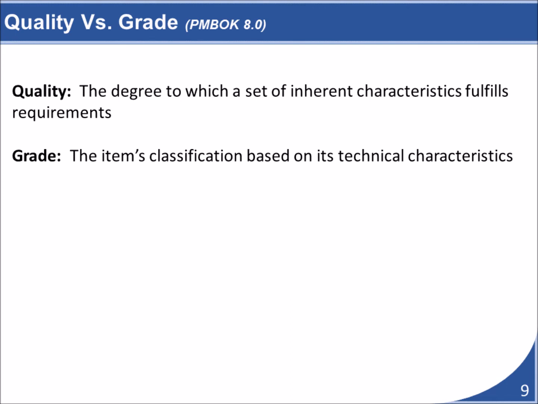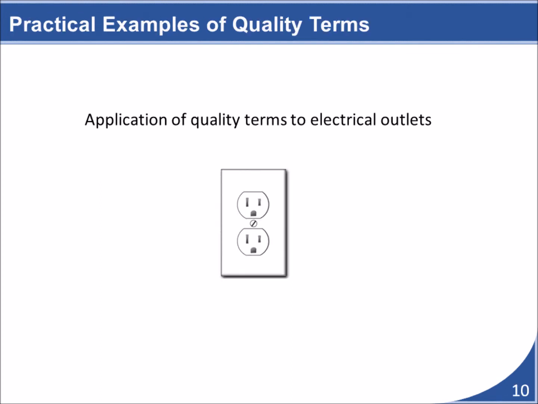We use terms like upgrade and downgrade to qualitatively assess products with different inherent sets of characteristics. The key point is that both high-grade and low-grade products can have the same fitness for use and fulfill the same requirements, while low-quality products are products that would be unacceptable for use regardless of what grade they are. Let's see how all these different terms relate to each other.